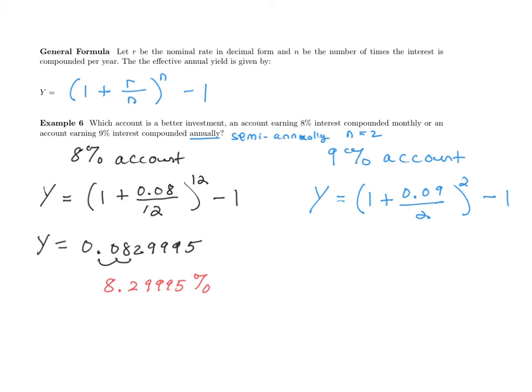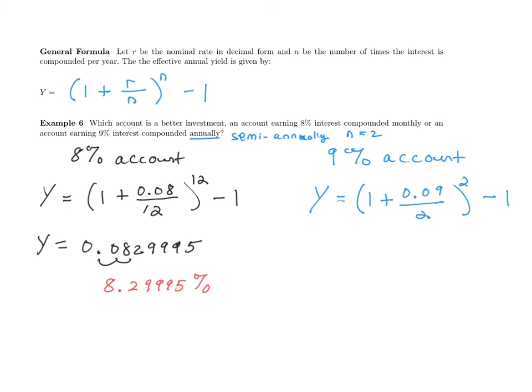Again, I'm going to go directly into Desmos, the scientific calculator, and enter this expression. So open parentheses, 1 plus 0.09 divided by 2, then close parentheses, raised to the power of 2 using the caret symbol.